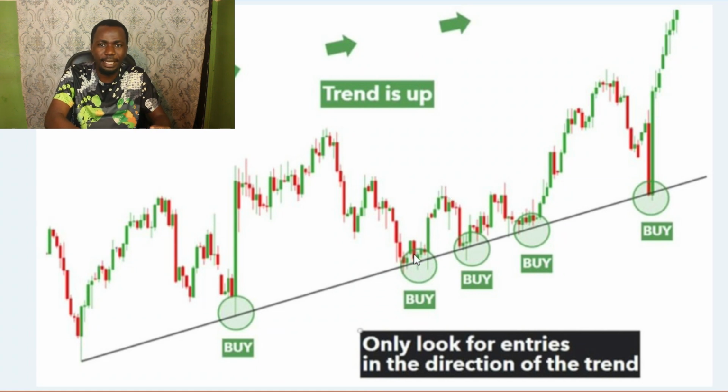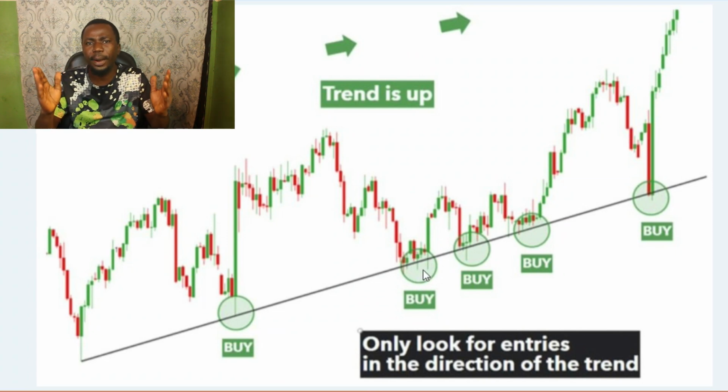For those that couldn't get the third touch, the market can still come back again to test the trend line the fourth time. You can still place your buy trade. So you keep placing your buy trade until the trend line is broken. Remember that this wick you are seeing here is just a rejection, a fake breakout, right? This is a fake breakout.